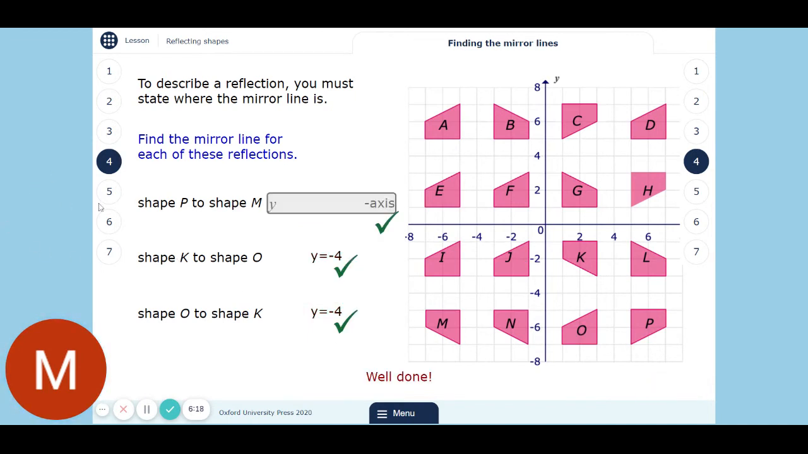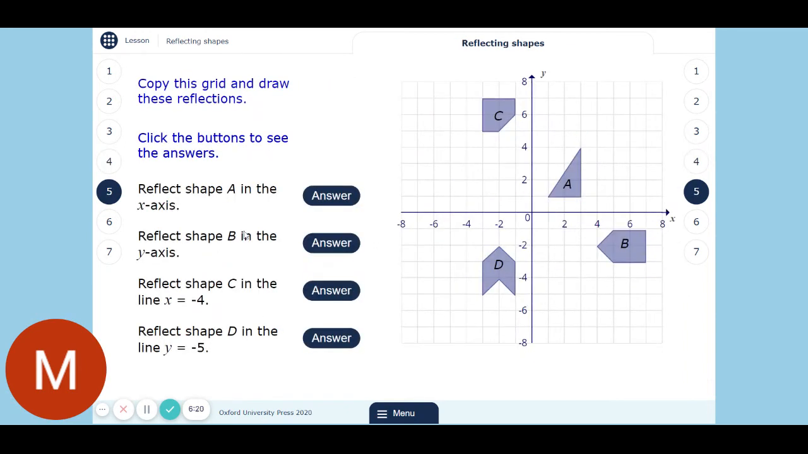Great. Okay, next. So copy this grid and draw out these reflections. And we want to click some buttons to see some answers. So we've got to reflect shape A in the x-axis. So there's shape A, there's our x-axis. So it's going to be down here.